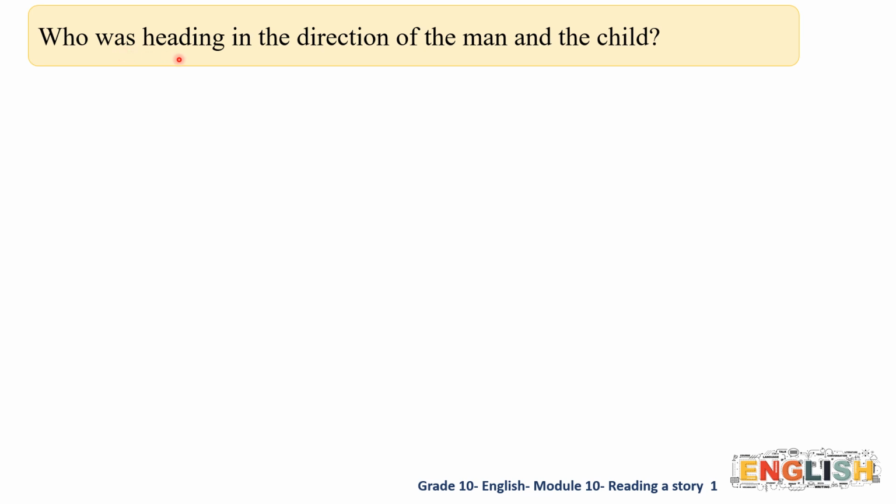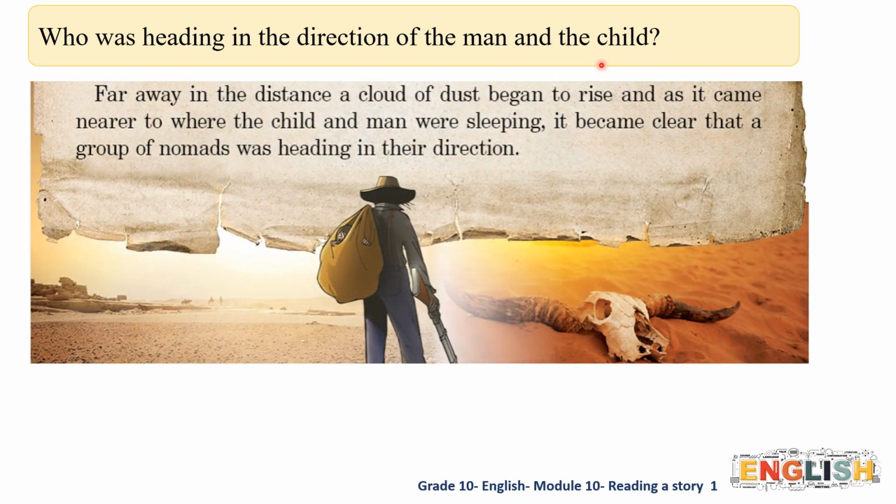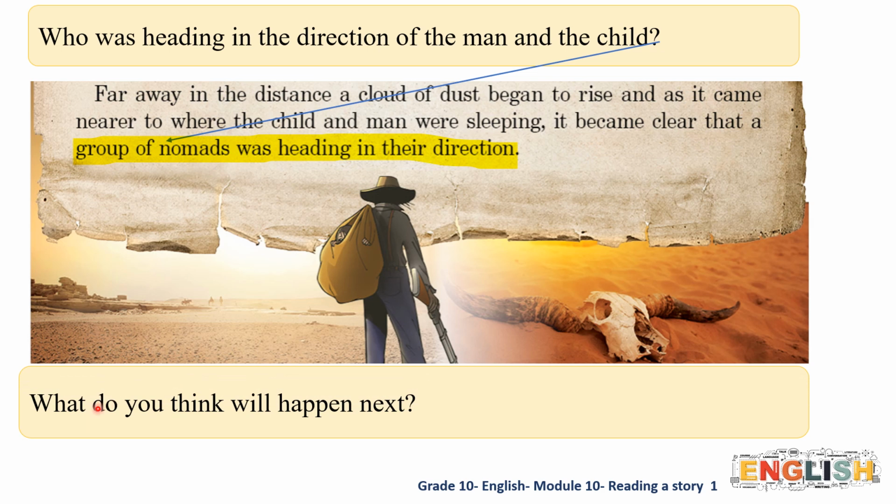Let's answer the last question. Who was heading in the direction of the man and the child? You can find this in the last paragraph. Go to the last paragraph and find out. You got the answer. Who? Thank you. A group of nomads was heading in their direction. Okay, now, can you tell me what will happen next? What do you think will happen next? Tell me next time. Thank you very much.